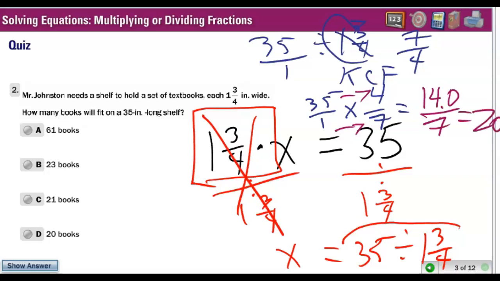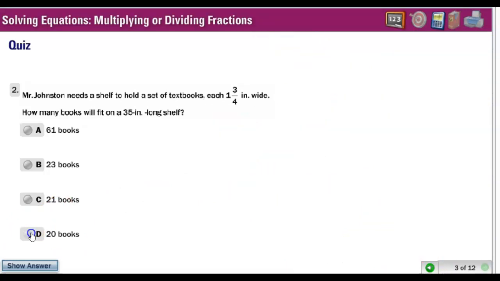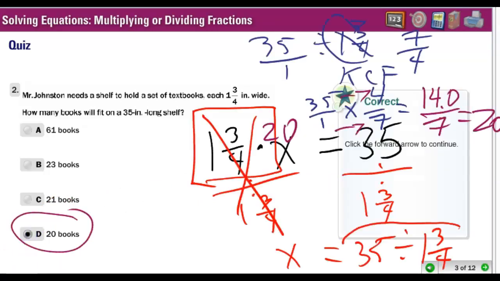So 1 3/4, we have 20 of those that would make up 35 inches, fill the entire shelf. So the answer is 20. And check the answer. Voila.